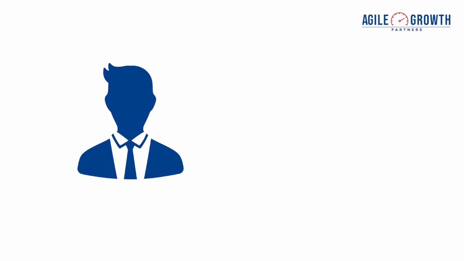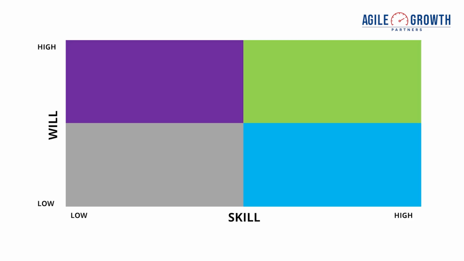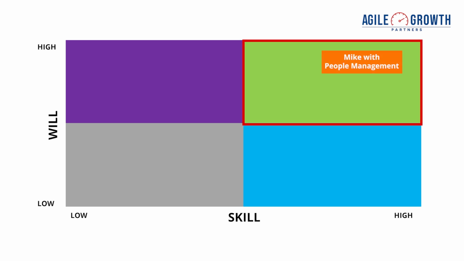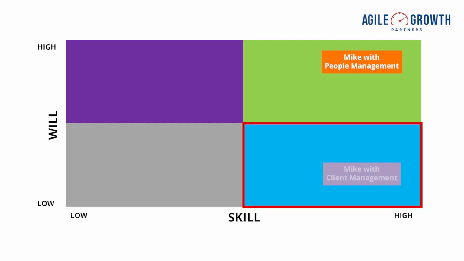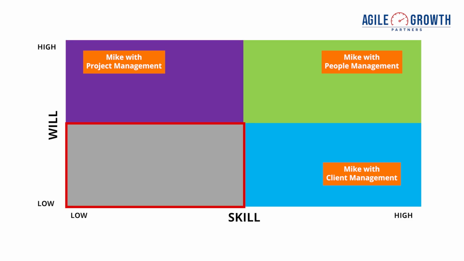For instance, let's say you have a direct report and his name is Mike. You might determine that Mike is responsible for 4 different areas in his job. It could be around people management, project management, client management, and reporting. So you would evaluate Mike in terms of skill and will for each of these areas. You might find that Mike has high skill and high will with people management, high skill and low will with client management, low skill and high will with project management, and low skill and low will with reporting.